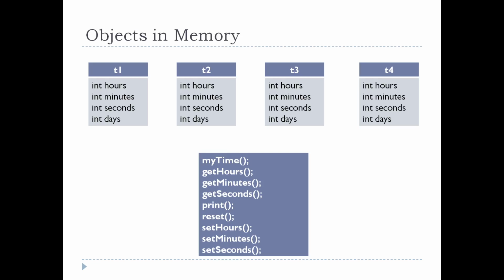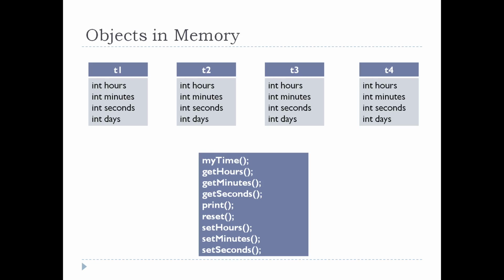You can have a question: if we have a single copy of each member function for the entire class, for all the objects of a class, then how does that member function know which object has invoked it? If the print function says cout hours, minutes and seconds, the values of these data members for which particular object are going to be printed? Every function needs to know about that.